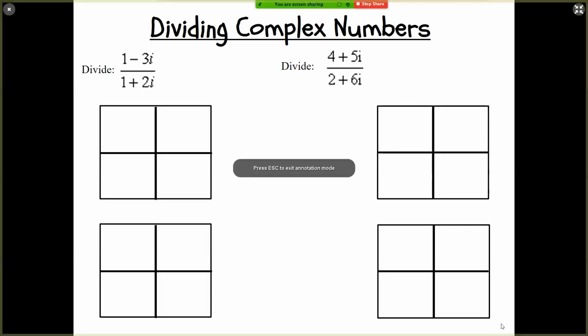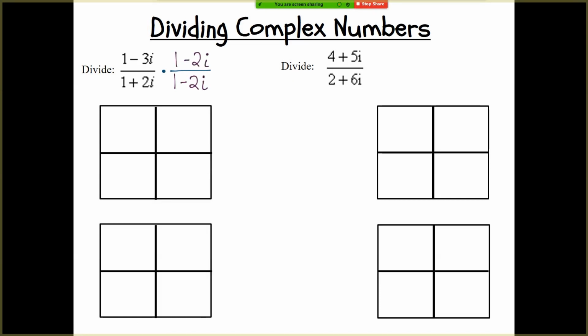Let's practice a couple more. So first thing we're going to do, we have to figure out what to multiply by. How do we figure that out? We go to the bottom. The only thing you're allowed to change is the sign in the middle. So the only thing we're changing is that plus 2i to a minus 2i.